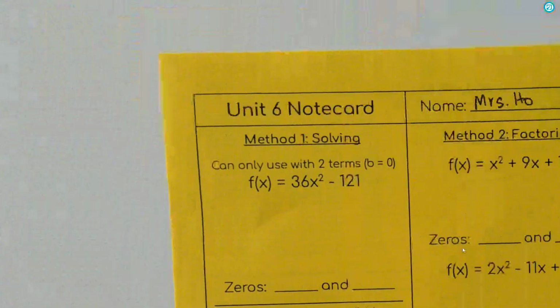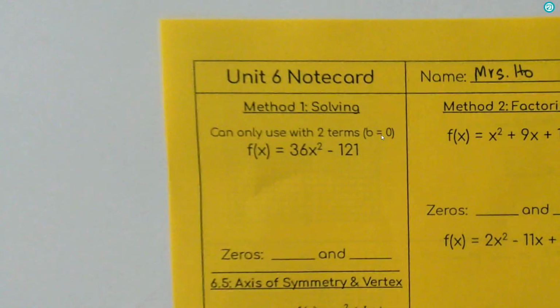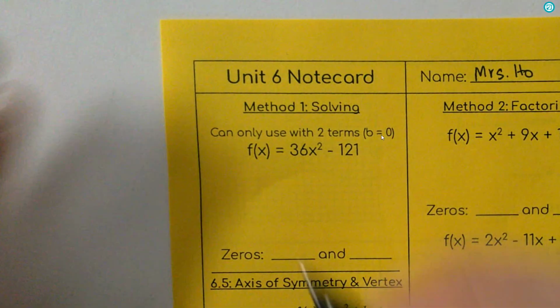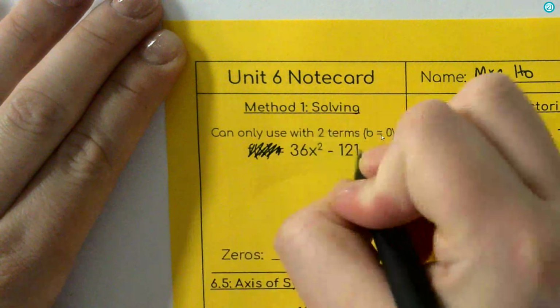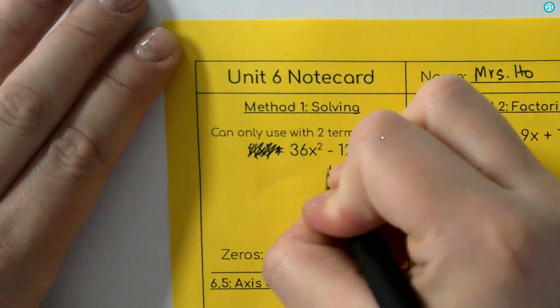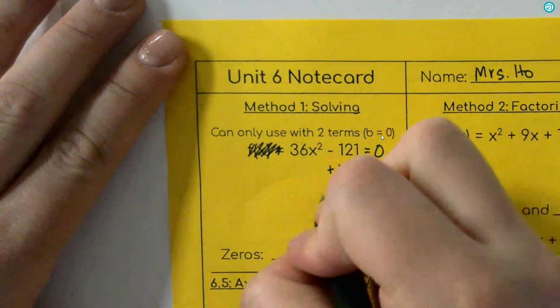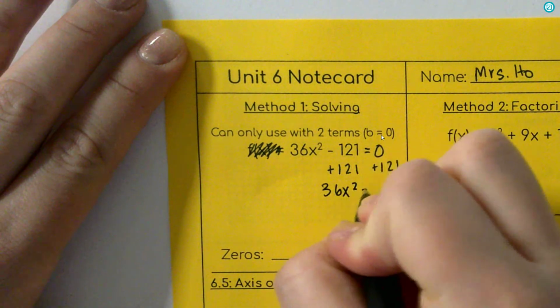Okay, first method we did was solving. Solving is the only one that you can only use sometimes. You can only use it if b equals 0. So in this problem, since b equals 0, it's just an a and a c term, we can set this equal to 0 and just start solving. So we will add 121 to both sides. We'll get 36x squared equals 121.